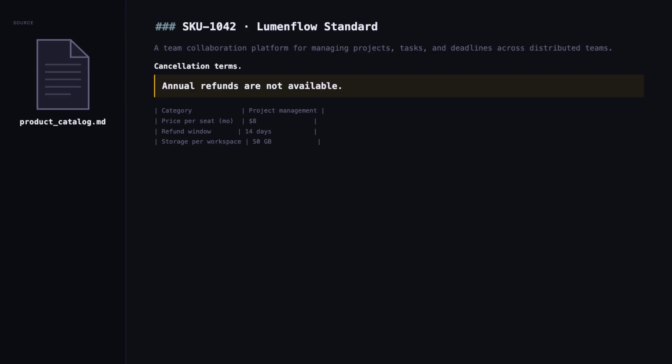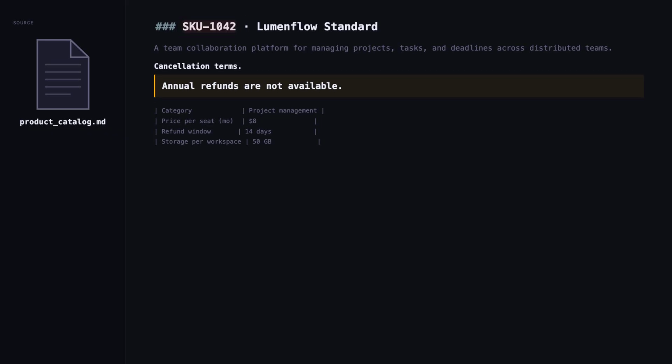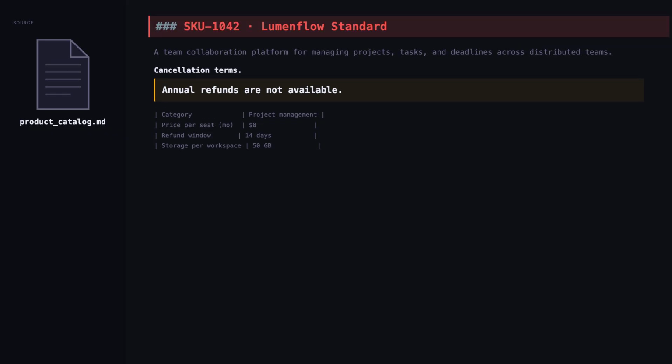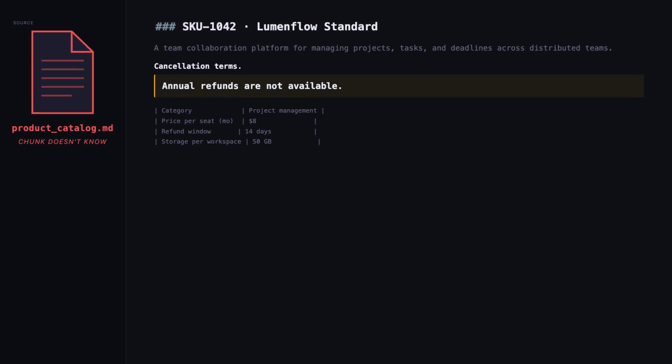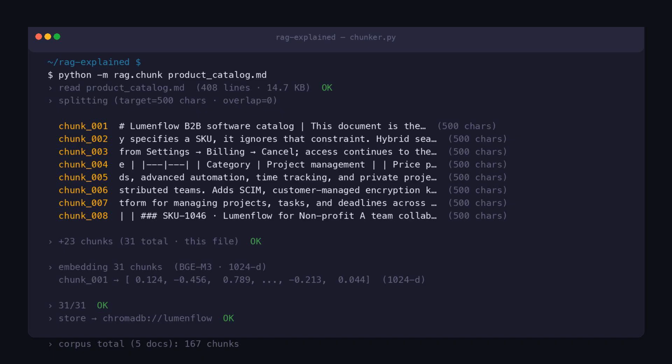The vector that found it was built from those 6 words and nothing else. The chunk didn't know it belonged to SKU1042. It didn't know the heading above it. It didn't know which book it was even from. Every chunk has amnesia.